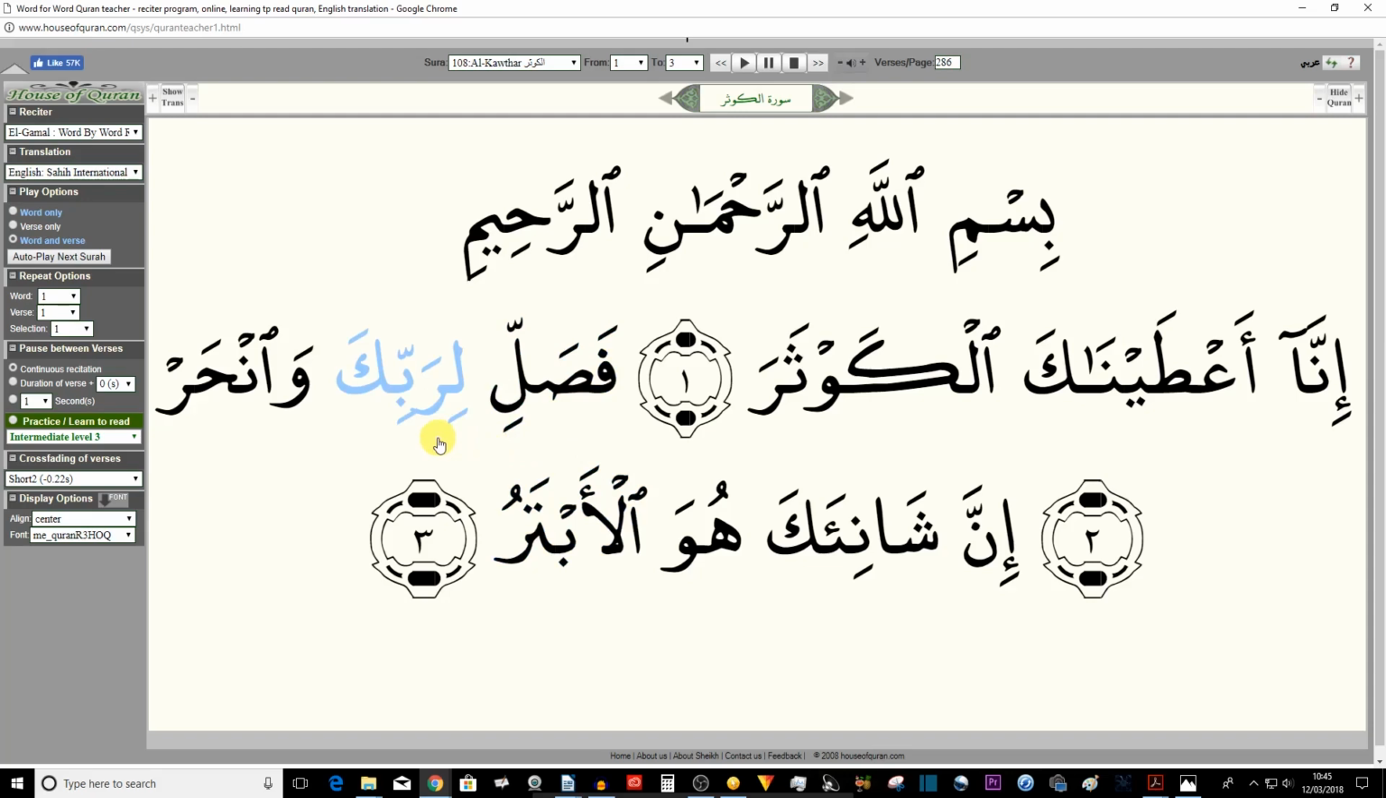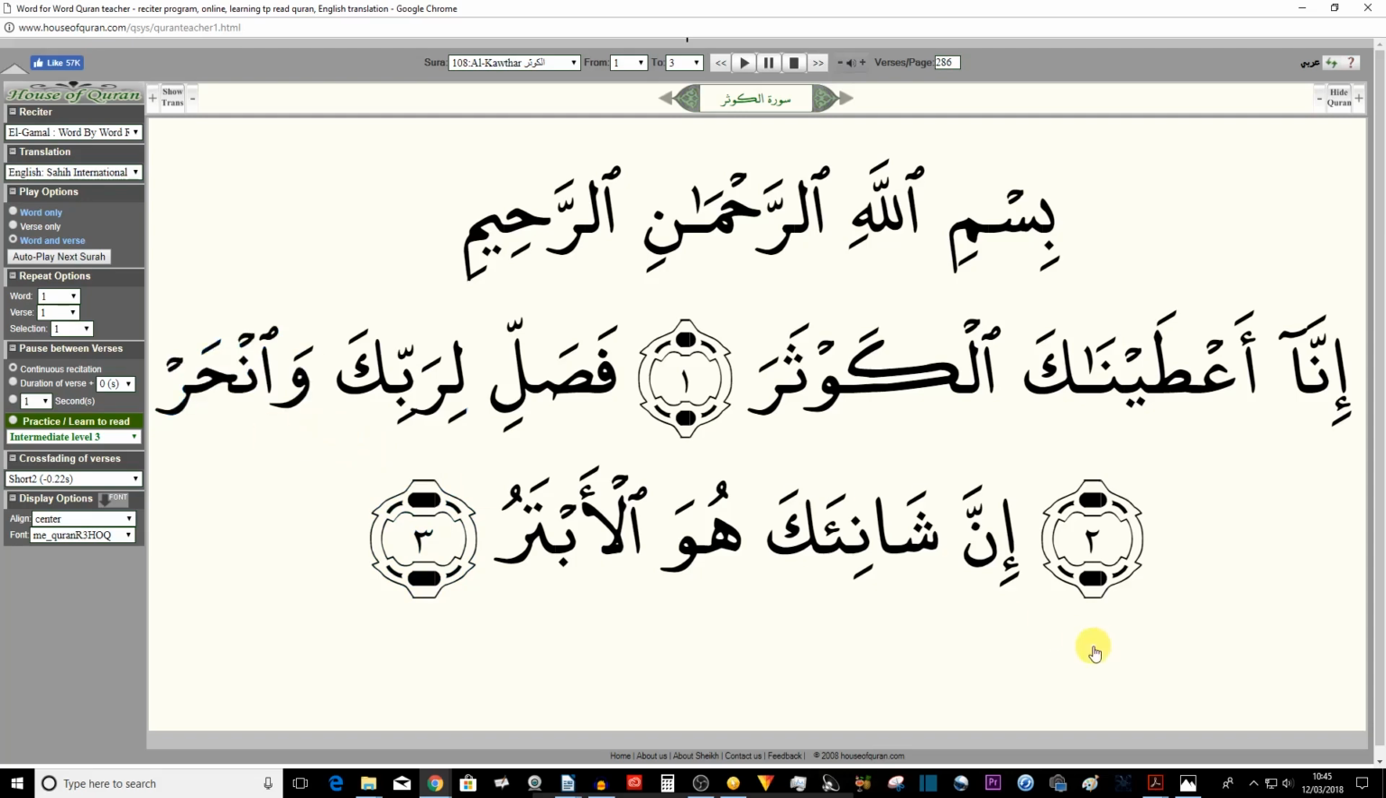فَصَلِّ لِرَبِّكَ. Ra is heavy here. رَبِّكَ وَانْحَرْ. So ra is going to be heavy because of the fatha before on the ha. So فَصَلِّ لِرَبِّكَ وَانْحَرْ. And be careful of the ha. This is a middle throat. Ha.